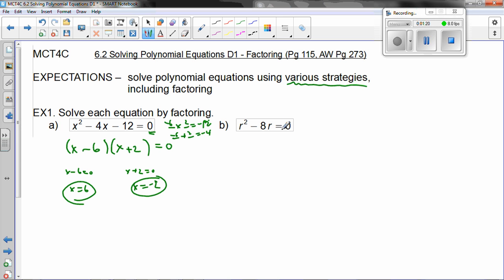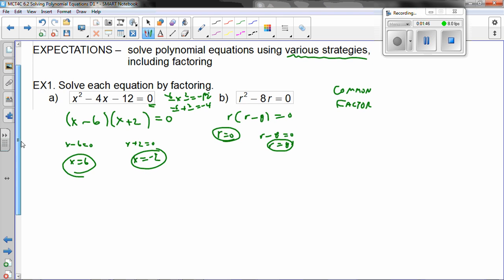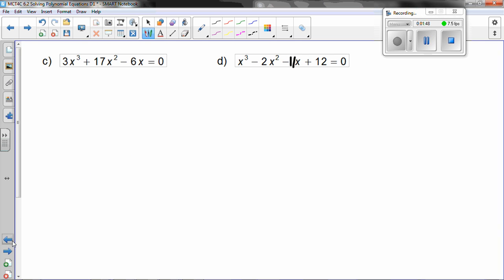So there are our solutions, those two right there. And this one looks kind of strange because there's no number on the end, but remember the first technique is common factor first. So I'm going to pull out the r. What am I left with? r minus 8. And then this gives me r equals 0 or r minus 8 equals 0. Again, that's r equals 8. And there are my two solutions. Dandy. Factoring. Let's keep going.